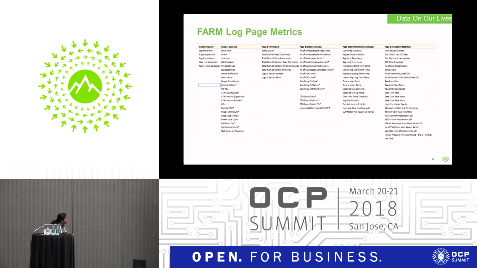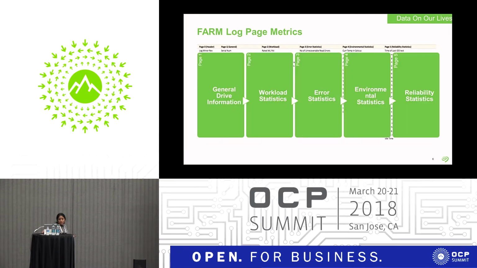So this is kind of an eye chart, but the log is divided into 5 different pages, as Jun said. It's categorized as drive information like sector size and firmware, and workload statistics, error statistics, environmental statistics, and reliability metrics, which are accessible by addresses in the log. We just want to add a few things here. The reason we put the font so small is we are going to push this into our OCP storage project website as well. So you don't have to take a picture or write it down.